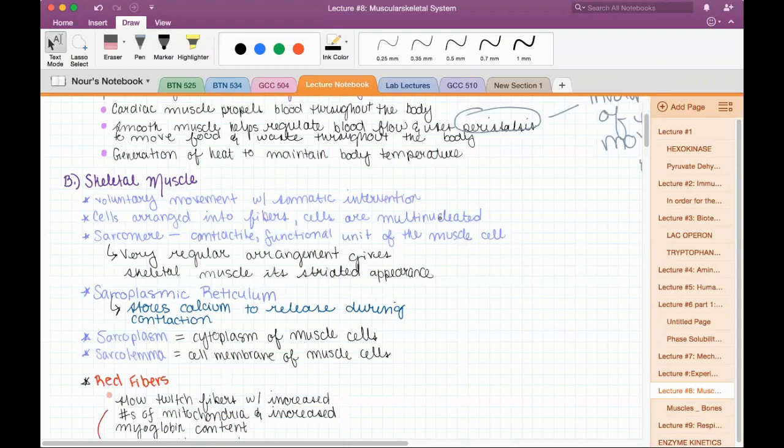In skeletal muscle, the cells are arranged in fibers, and I'll go into the specifics of how these fibers are arranged. And the cells in skeletal muscle are multinucleated. This is a very important thing to remember. It differentiates it from cardiac and smooth muscle. So I'm going to highlight this.